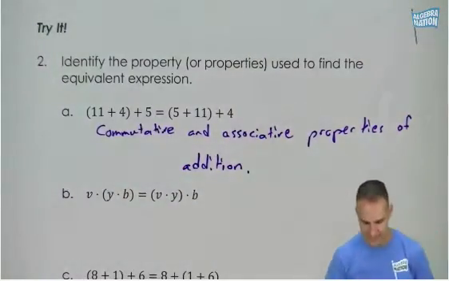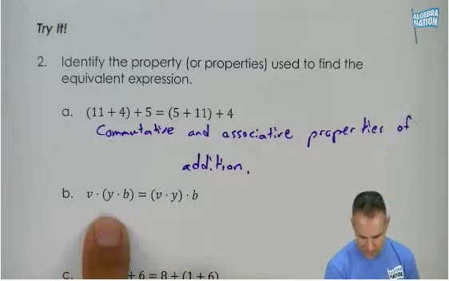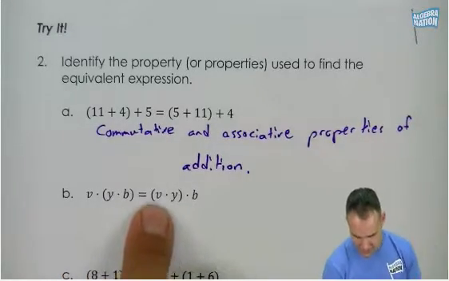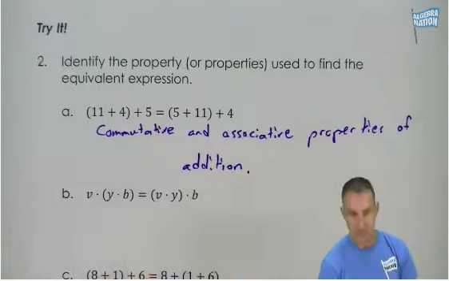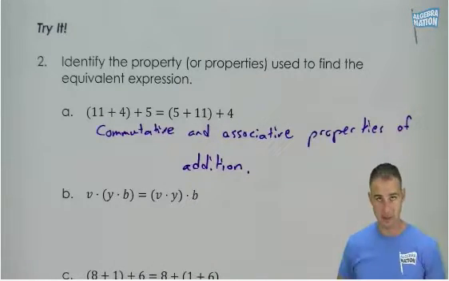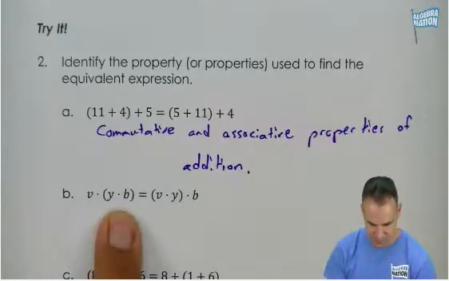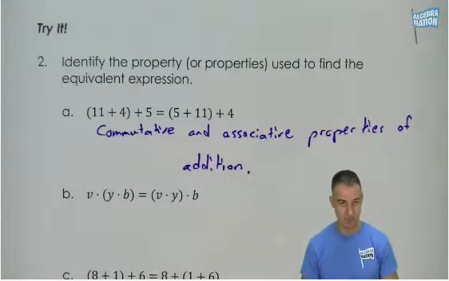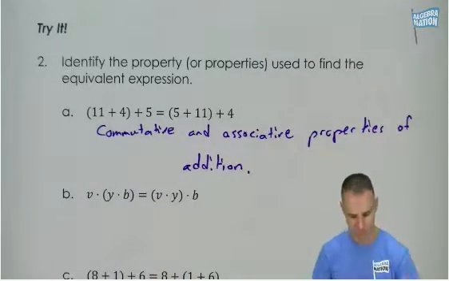Awesome. Next up, v times y times b, v times y times b. The order of the variables did not change, so I'm not thinking of the commutative property. But I noticed the parentheses were regrouped, so it would just be the associative property of multiplication.